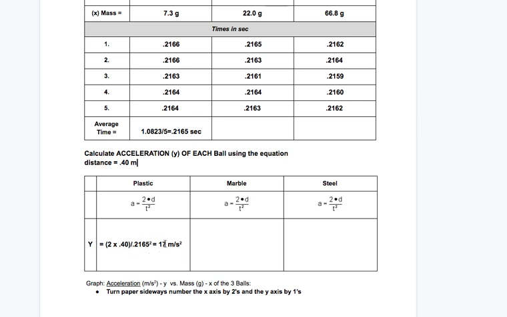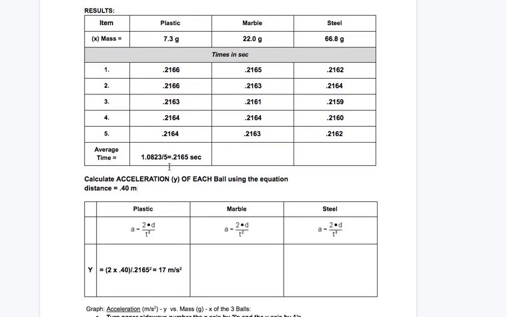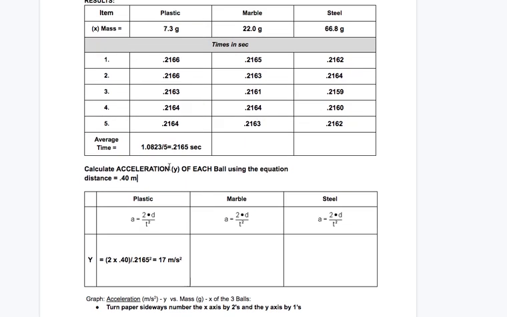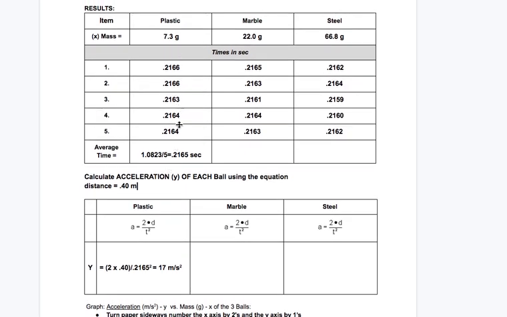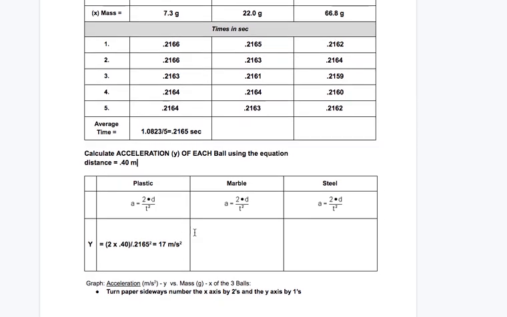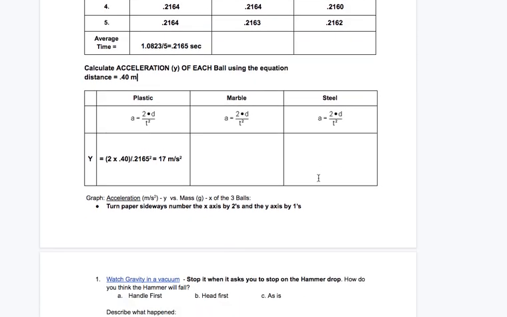And then I rounded to 2 sig figs because our distance was 2 sig figs. So I got 17 meters per second squared. So the plastic ball accelerated at 17 meters per second squared. If it had fallen for 1 whole second, it would have been going 17 meters per second, but it only fell for a little bit there, okay? So you're gonna do the same for the marble and the steel, and then you're gonna do a graph.